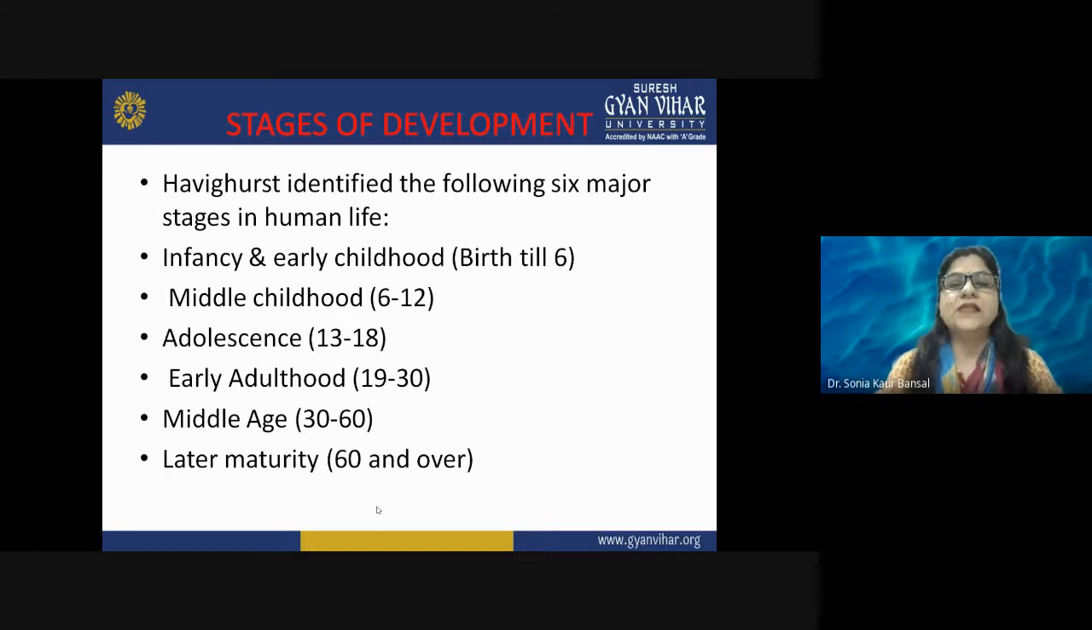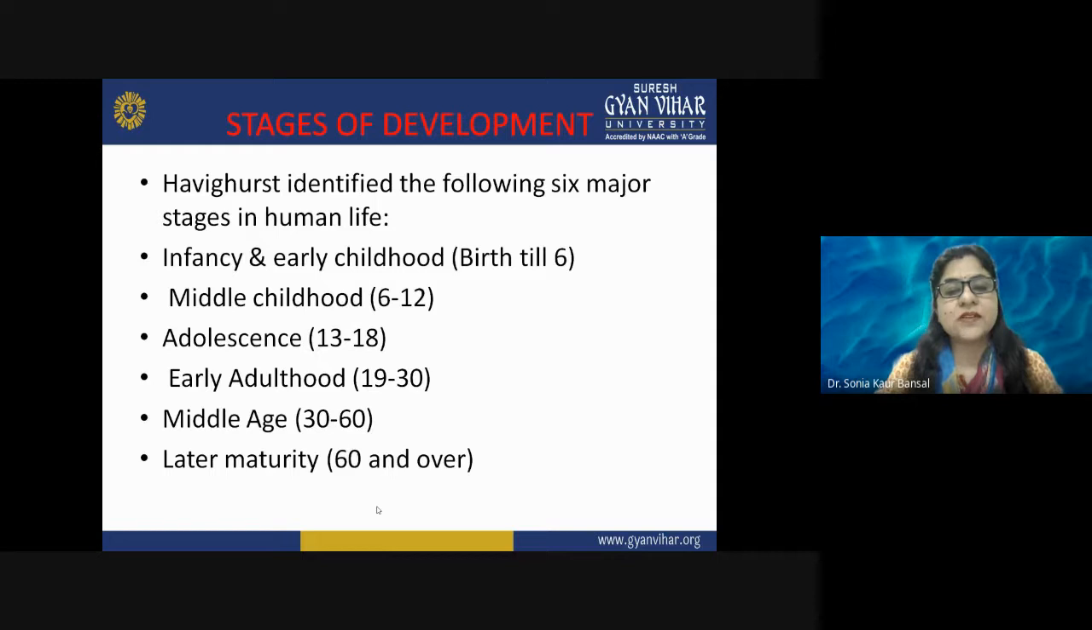Now let's understand the stages of development given by Havighurst. Havighurst identified the following six major stages in human life, and you have to learn them. First is infancy and early childhood, which lasts from birth till 6 years. Then the second stage is middle childhood, which lasts from 6 to 12 years.